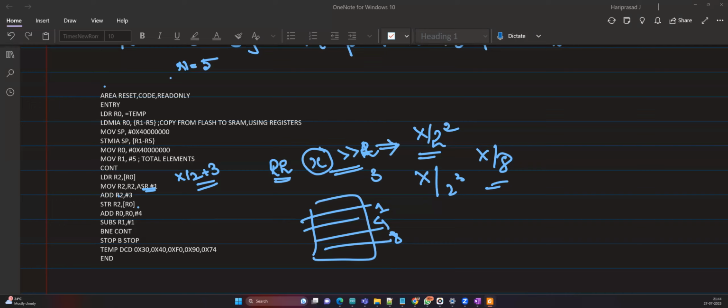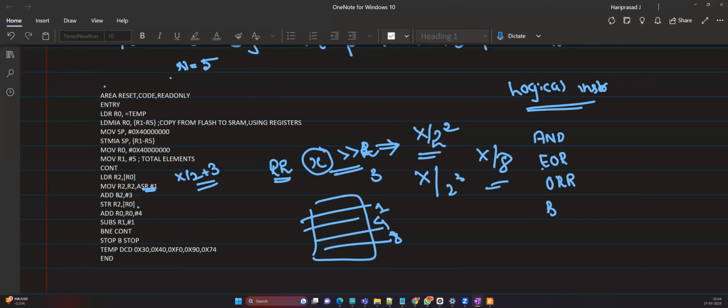So next is logical instructions. In the logical instructions, we have AND, OR, that is EOR, XOR, ORR, and BIC.